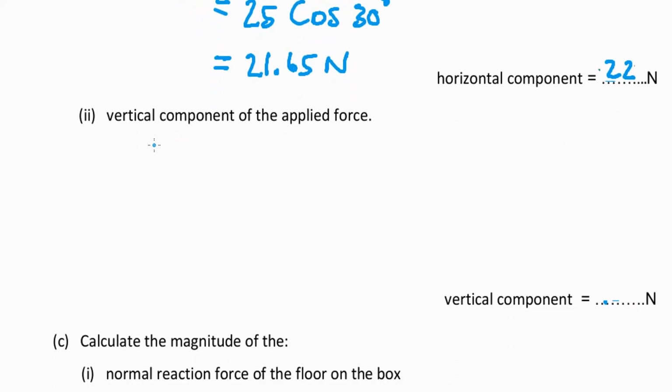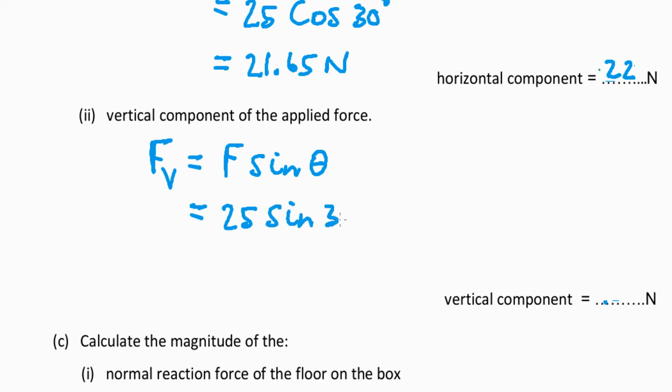Then we also want the vertical component of the applied force. And we know this is F sine theta. So 25 is the applied force, and the angle, of course, is 30. And on a calculator, this comes to 12.5 newtons. And written with two significant figures, we can write it as 13.